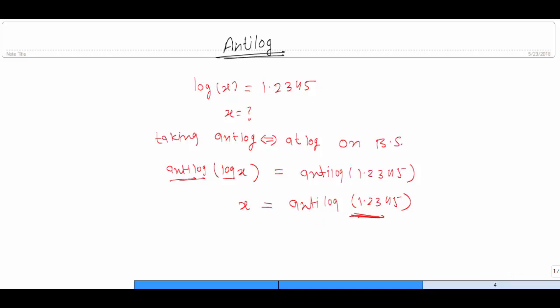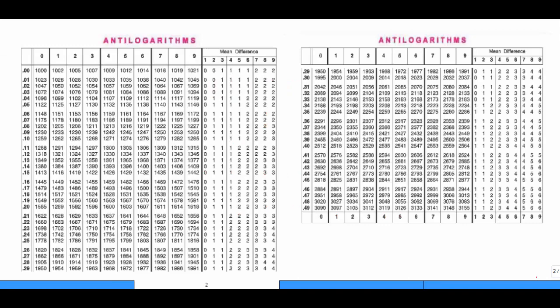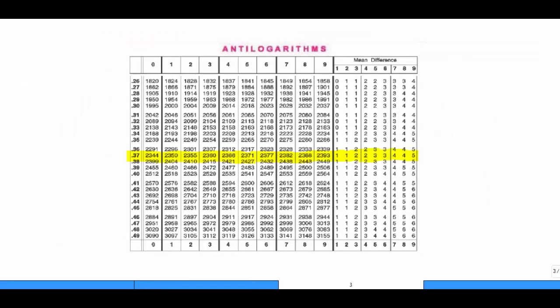For that, I am giving a table, like the anti-log table that you have already gone through. This type of table, it's a small part. I took it earlier, where we'll solve the questions. So let's just start. Here we have a question: we have to find out anti-log of 1.2345, how much will it be.